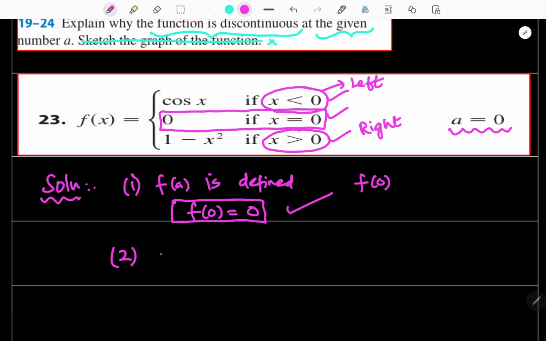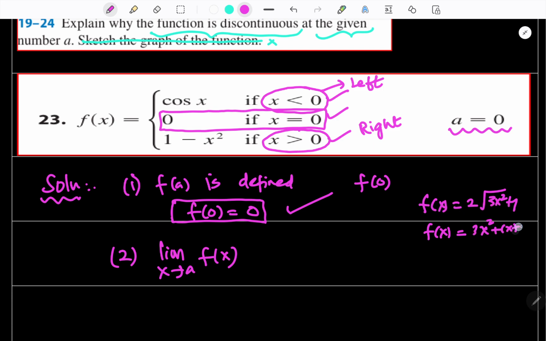Step number 2, I have to find limit x tends to a, f of x. But I cannot find it directly like previous questions. Why? In the previous questions, you had f of x equal to something like 2 times square root of 3x square plus 1, and f of x equal to something like 3x square plus x plus 2 the whole power 5. All are one function. But here there are many functions. We call it piecewise continuous.